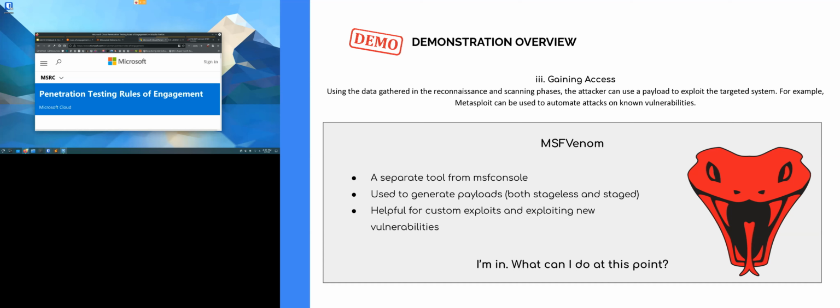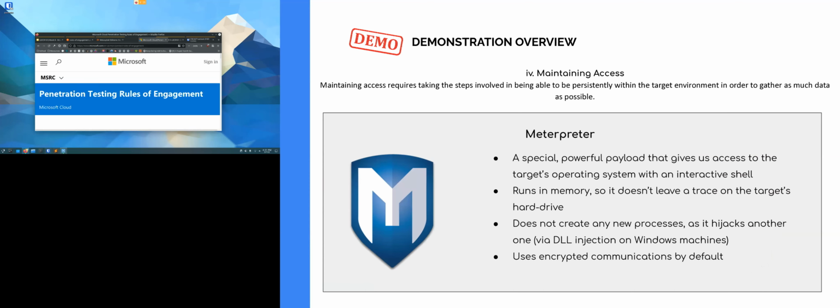But now what do we do? In a few minutes, we're going to deploy an exploit, which will use a payload known as Meterpreter. Now, Meterpreter is a special payload that allows us to interact with the target's operating system with an interactive shell. It is very stealthy, as it runs entirely within memory, as it hijacks another process instead of creating a new one. So it doesn't create any files on the target system. It also encrypts all of its communications between you and the target machine.